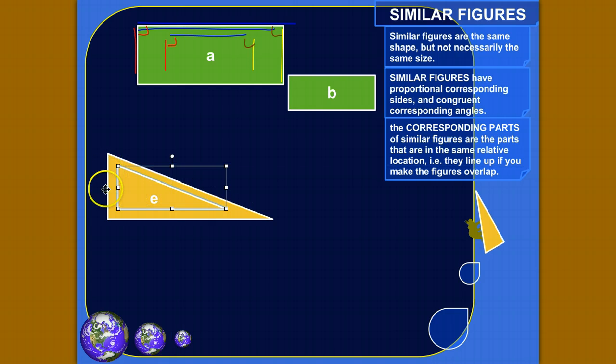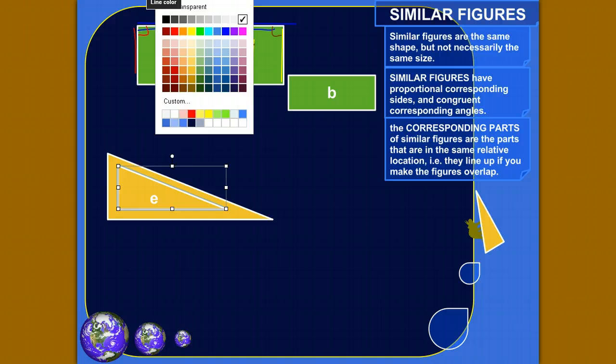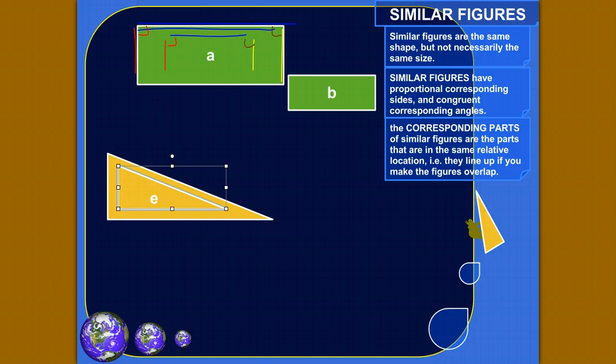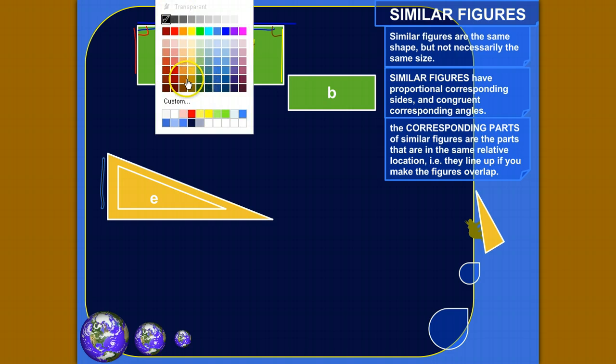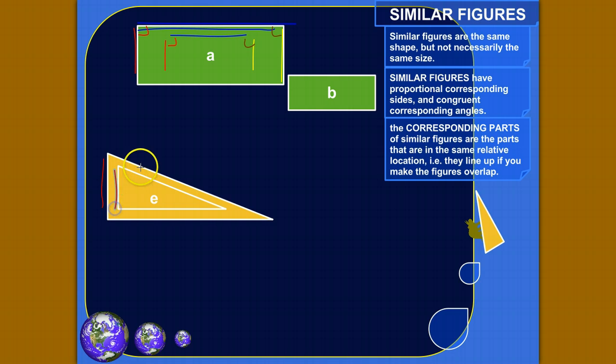Now it's easy to see that this side, let's get our pen tool again here. Oh, sorry. So this side corresponds to, let's make that red again, this side. This angle corresponds to this angle. So these sides are corresponding parts, these angles are corresponding parts, and so on. So there'll be three pairs of corresponding sides, three pairs of corresponding angles.